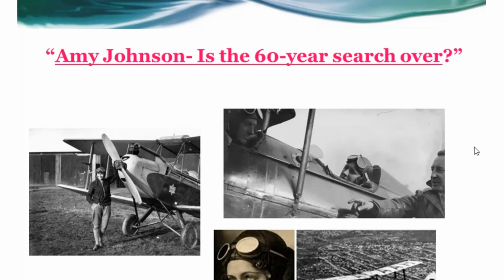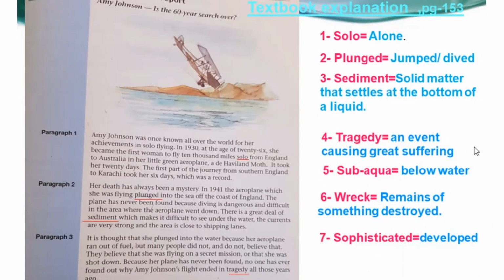So now we'll start with the lesson. Open page 153 in your textbooks. Okay, yes, let's begin. This picture has been taken from your textbook. Okay, what is it? Amy Johnson: the 60-year search over. So we will read what that 60-year search means. Okay, paragraph 1, there her plane is made and she is diving into the water. So students, some of the hard words are underlined. In your books, underline them and write their meanings.